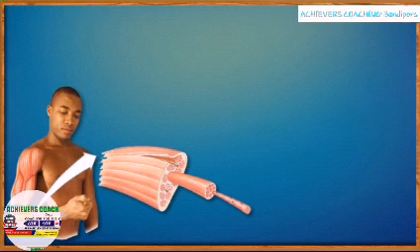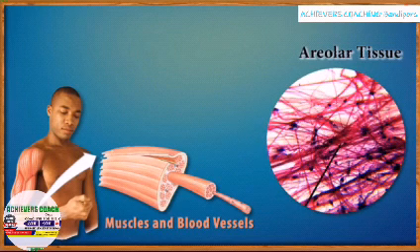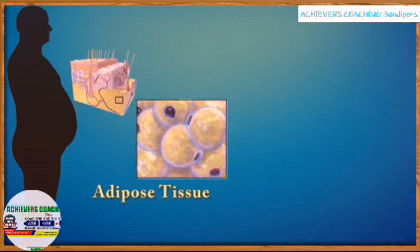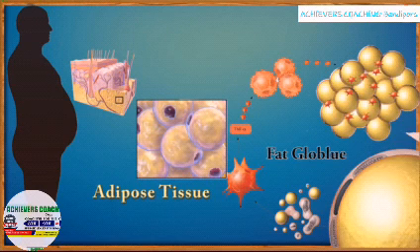Areolar connective tissue is found between the skin and muscles, around blood vessels and nerves, and in the bone marrow. It fills the space inside the organs, supports internal organs, and helps in repair of tissues. Fat-storing adipose tissue is found below the skin and between internal organs. The cells of this tissue are filled with fat globules. Storage of fats also lets it act as an insulator.